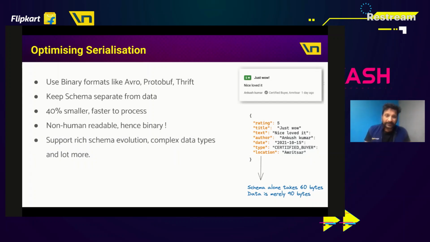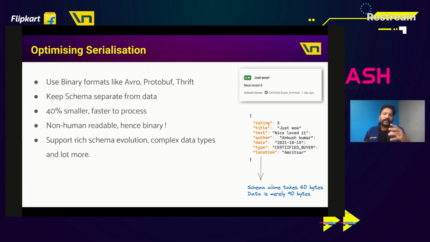Now, the question might be, okay, this is all great, but what if I want to add a new field? JSON just lets me add a new field. Now, all these binary formats like Avro, Protobuf, and Thrift have extremely rich schema evolution. I put a link to how schema evolution works towards the end of the slides. You can go read it up. But you can be confident that even when the schema changes, backward compatible, backward incompatible, all of that is taken care of.